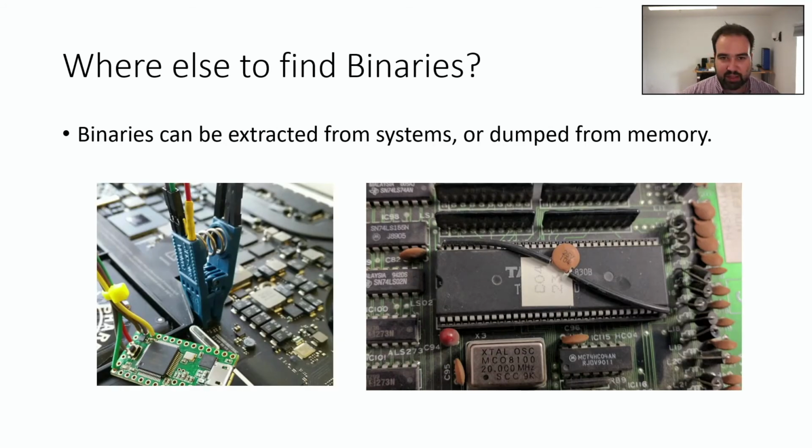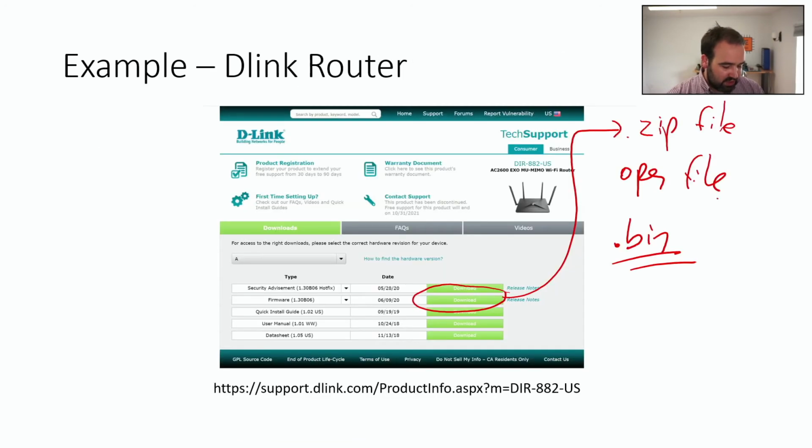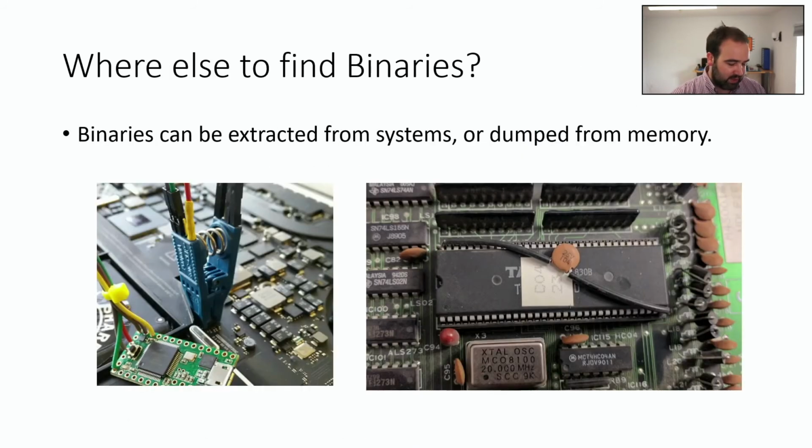The other way you can get them is extracting it right off the system. So the download was potentially nice because you could just download it, but it's more likely to be encrypted or compressed. The other thing we can do is, the system might not protect what's in the memory itself, so we can dump it from the memory.